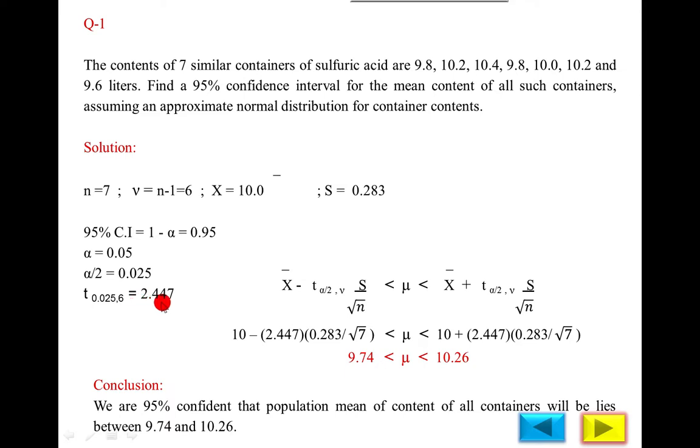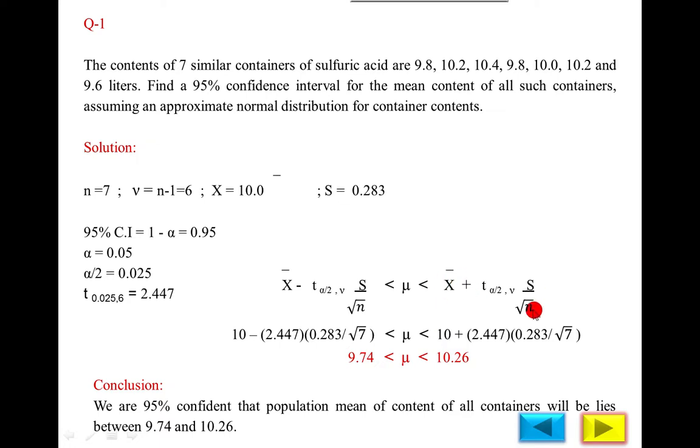Why are we using the t table or t test here? Because the question is a confidence interval for the mean. For the mean we use the t test or z test, and we use the t test when sigma is unknown and sample size is small. Here sigma is not given and the sample size is only 7. Substitute x bar 10, the table value, and s the standard deviation divided by square root of n, 7.